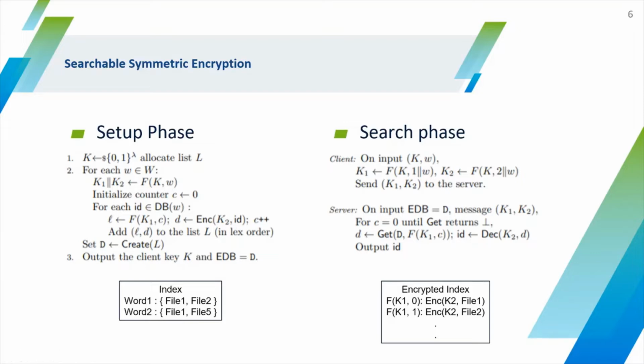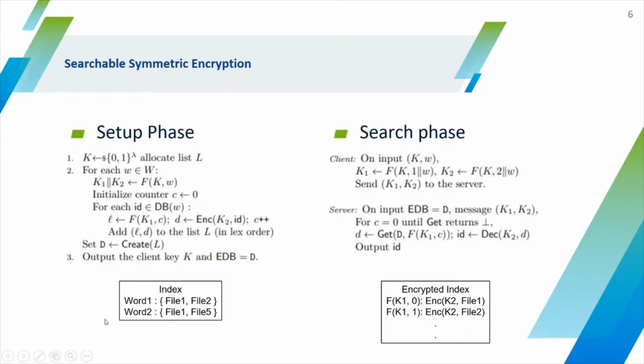Next, let's talk about the algorithm of searchable symmetric encryption. The process is divided into two phases. The first is the setup phase and the second is the search phase. In the setup phase, the encrypted database is created and the key is generated. Firstly, a key K is chosen by using a pseudo-random function, which is a deterministic function, and create a list L.